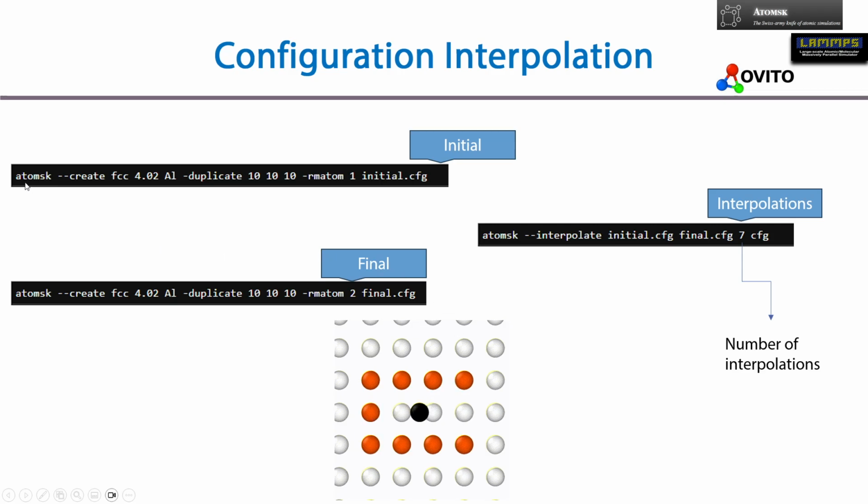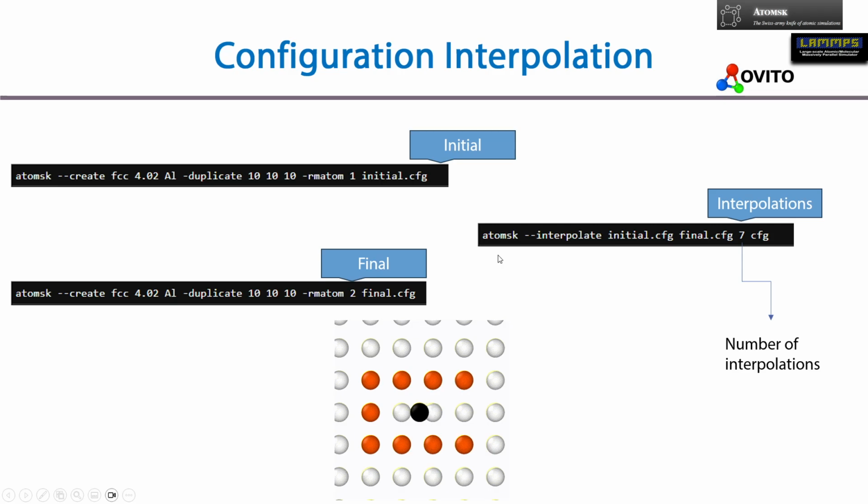As you can see in the first line, I am generating an FCC structure composed of aluminum atoms with lattice parameter 4.02, and I am duplicating it along all the axes by a multiple of 10. Then I am removing the first atom and storing the whole structure in a .cfg file. This is my initial structure. In the same way I am generating a final structure where I am removing the second atom of the whole structure.